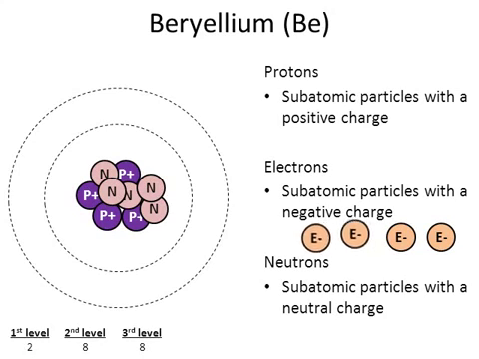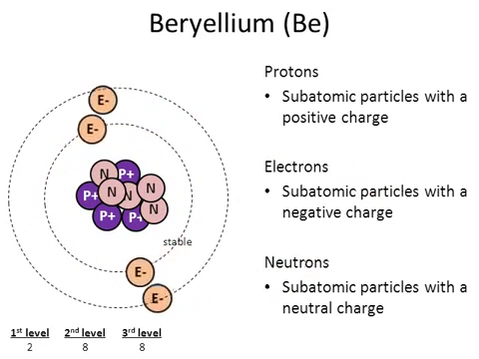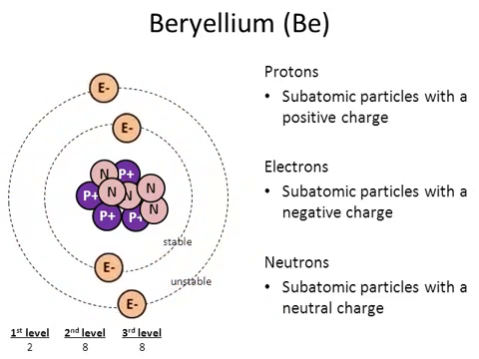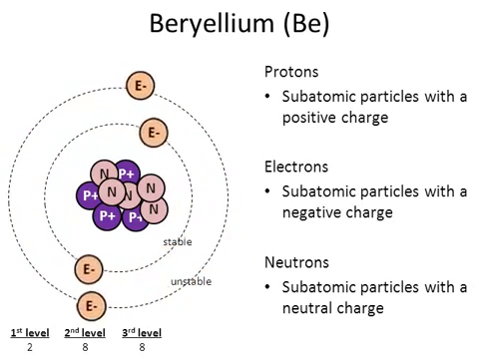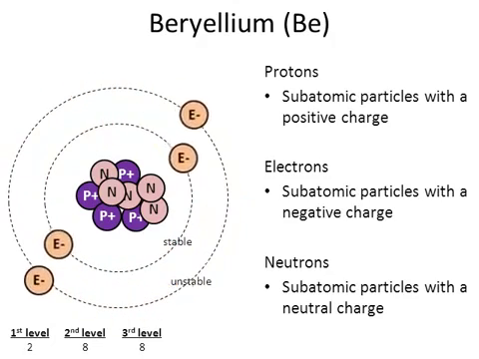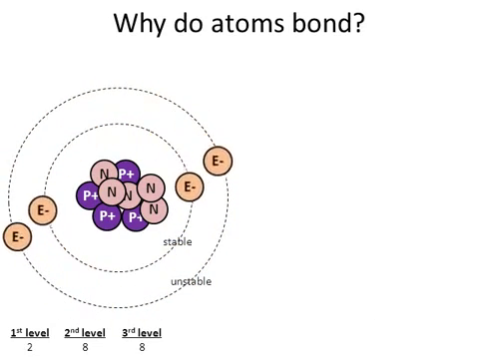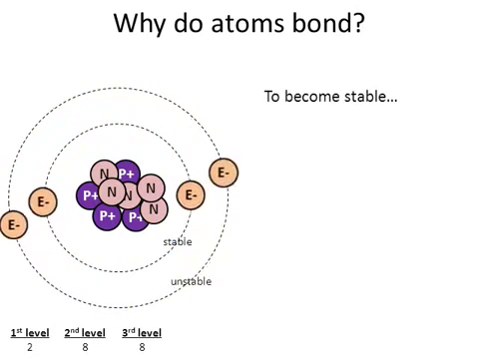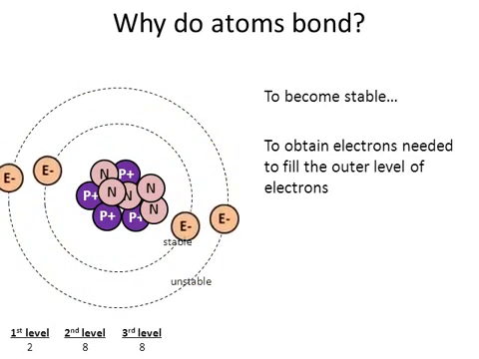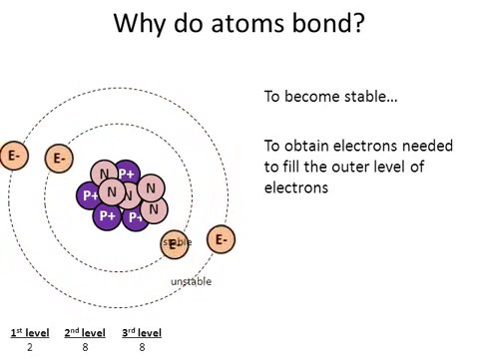So let me put 2 electrons in the first level of beryllium, and the electrons kind of orbit the nucleus. And so now the first level is filled. It's what we call stable. Well, the other 2 electrons have to go in the second level. And here's the problem with beryllium. It's unstable. It's unstable because the second level is not filled. The second level can carry 8 electrons, but there's only 2. That makes it unstable. So why do atoms bond with one another? Well, they bond with one another to become stable. And what that means is that they are trying to obtain more electrons so they can fill their levels.